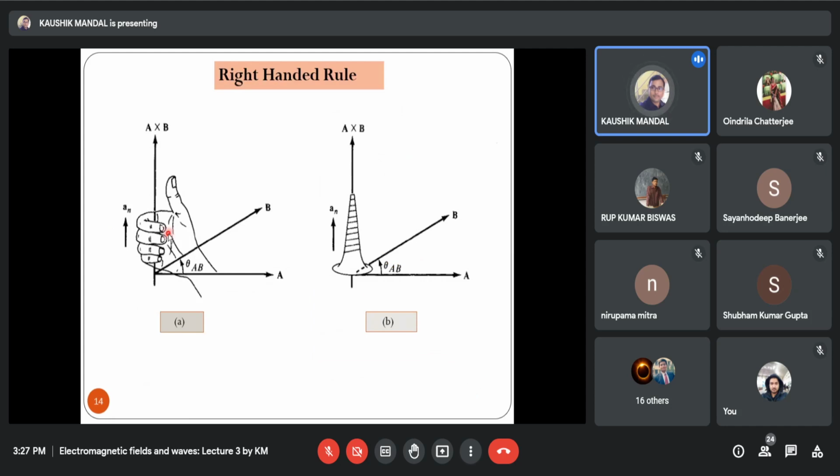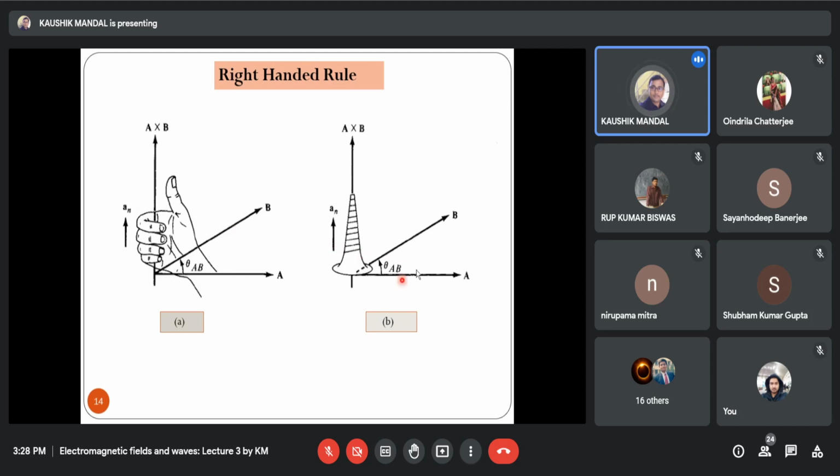Now, this is the right-hand rule, presented in a pictorial form. What will be the direction of your unit vector for the cross product? This is vector A, this is vector B. You are curling from A to B. So you have to close the fingers of your right hand from one vector to the other, that is, curling from A to B. Then your thumb will represent the direction of the unit vector.